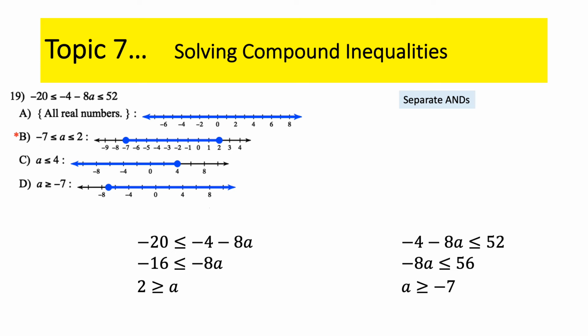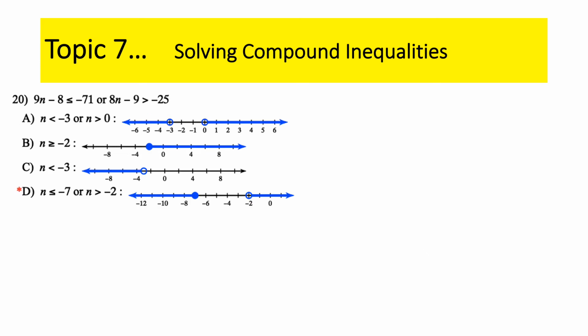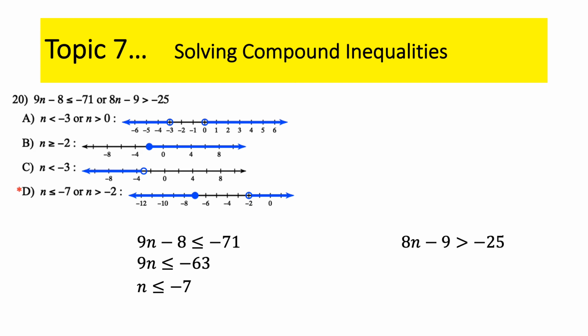There's an and. How about an or? Remember, ors are already going to be broken up for you with the word or. So all we're doing is solving those two inequalities right there. Same drill. If we ever multiply or divide by a negative number, flip the inequality. These are pretty straightforward. When we solve, we get that for the first one: add 9, divide by 8. We get that for the second one.